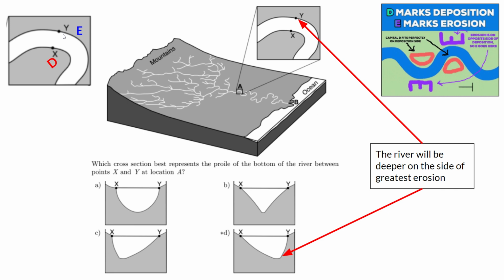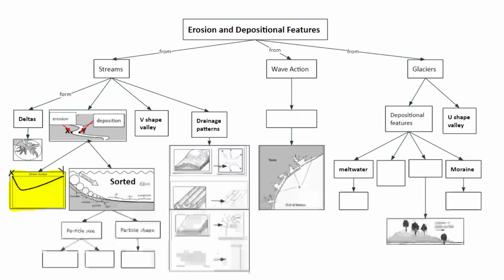Now that I know this, in the erosion area underwater, my land should be lower because the sediments are being carried away from that area. And in the deposition area, my land should be higher because sediments are being deposited there. So that's why D is the answer, because Y, where erosion is happening, should be lower underwater, and X, where deposition is happening, should be higher. So the river will be deepest on the side of greatest erosion.